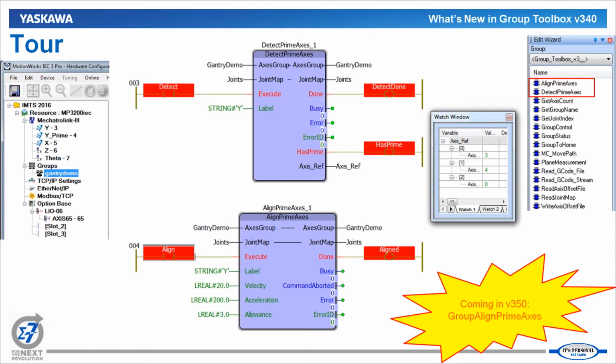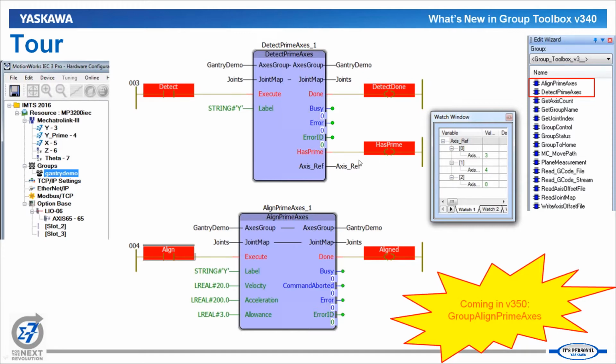First of all, it'll iterate through the data in the configuration to find joints that have more than one motor attached. It'll give an output called has prime if that is the case, and also populate an axis ref structure with the axes refs of the motors that work together.